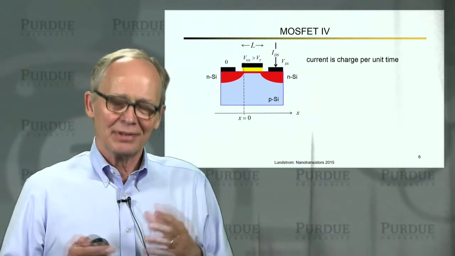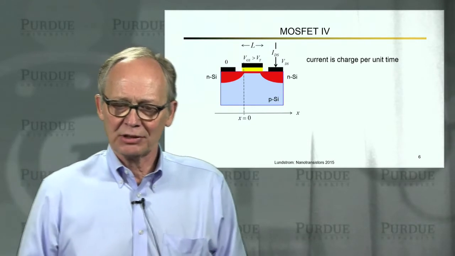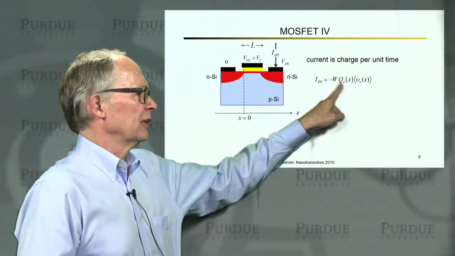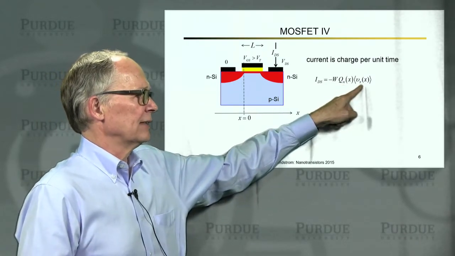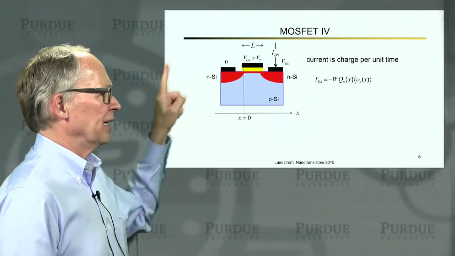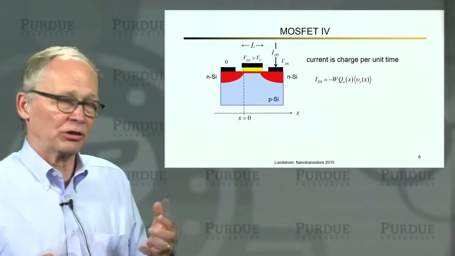So remember, current is the flow of charge. So it's charge per unit time. So we can easily write down an expression for current. It's charge times velocity. And then we have to multiply by the width of the transistor coming out of the page. The wider it is, the more current that we get.